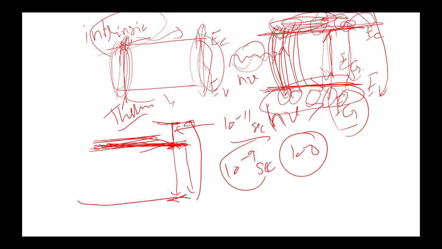So there will be generation of electron hole pairs, and when an electron jumps from here to here, it will release energy. That energy can be in the form of light, or it can be in the form of heat.